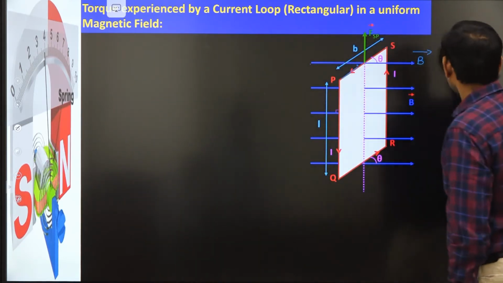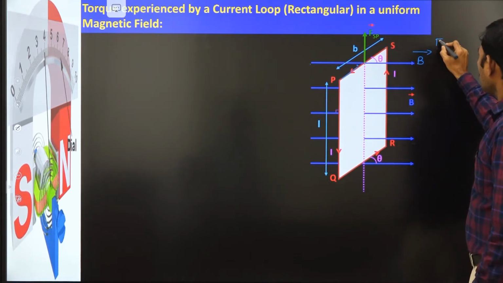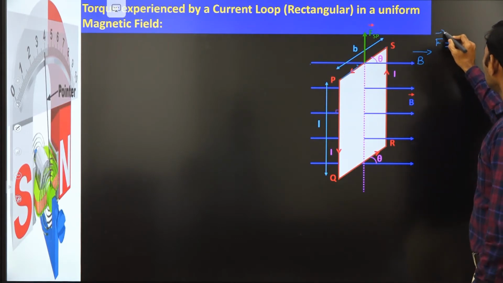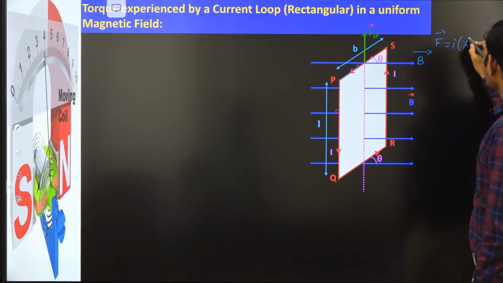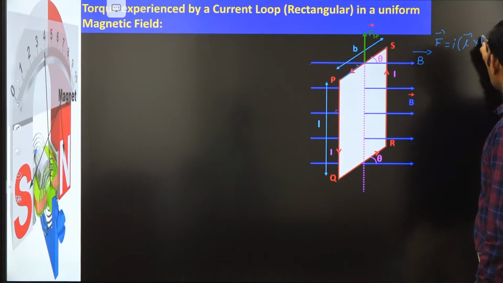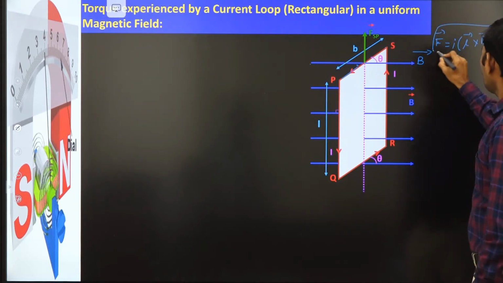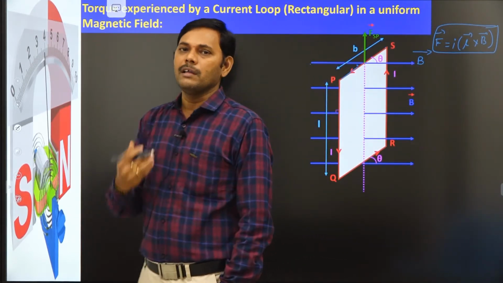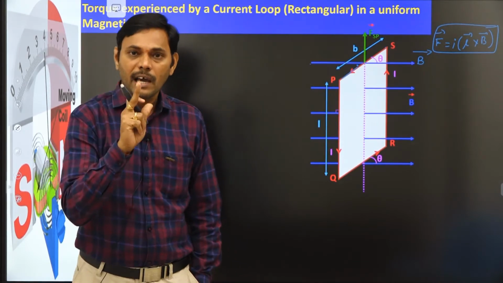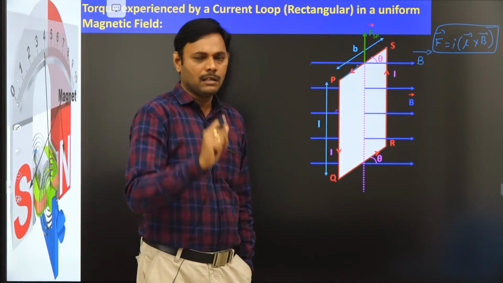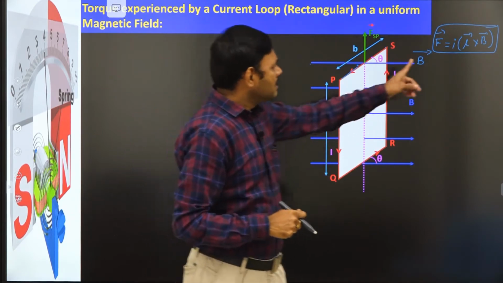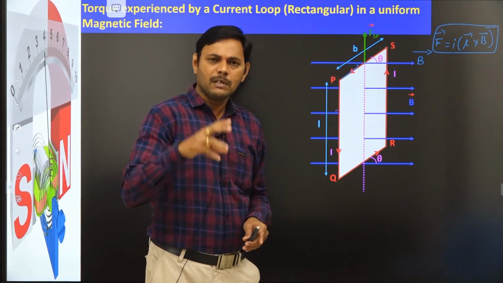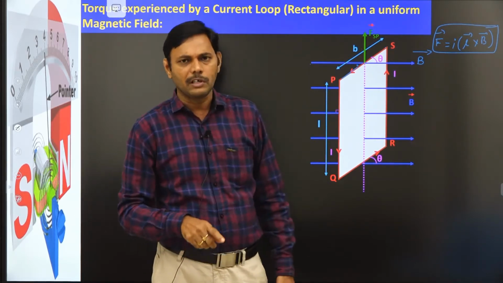Force acting on the current carrying wire in a uniform magnetic field is F bar is equal to I into L bar cross B bar. This is the known formula, students. We derived this formula already in previous sessions. The force acting on a current carrying wire of length L in uniform magnetic field B is F bar is equal to I into L bar cross B bar. In expanded form, in magnitude, that is ILB sin theta.